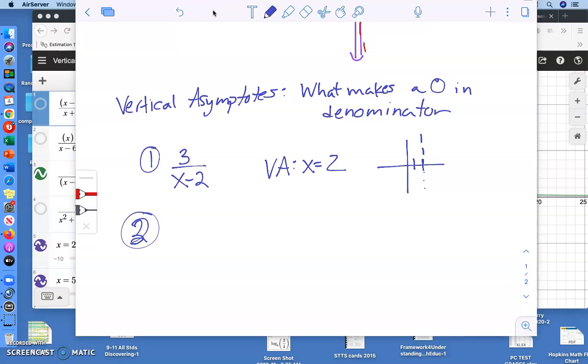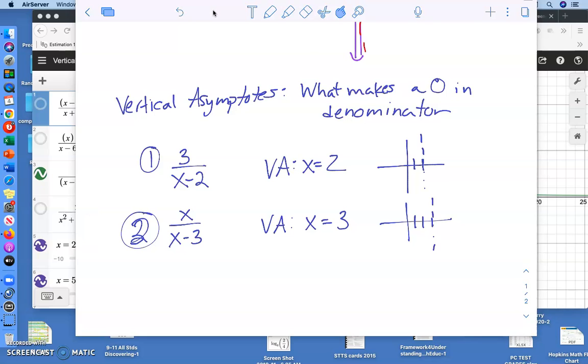So if we had another one here, let's say we had x over x minus 3. Our vertical asymptote would be at x equals 3. And if we were to graph it, we'd have our vertical right there.